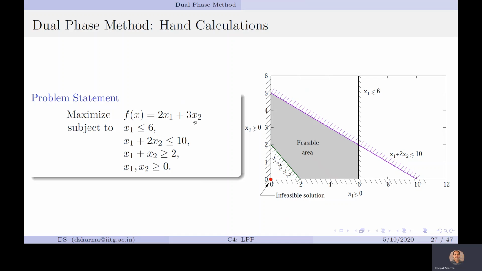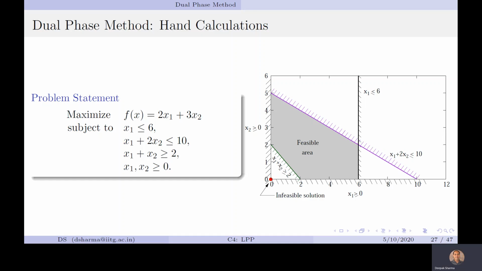We are maximizing the same objective function, subject to x1 less than or equal to 6, x1 plus 2x2 less than or equal to 10. Now there is a third constraint, which is something new: x1 plus x2 greater than or equal to 2. Now look at the inequality sign. For the first two constraints, it is less than or equal to, so there we added a slack variable. But when it is greater than or equal to 2, we are going to subtract the slack variable. In such a situation, we have to use an artificial variable.